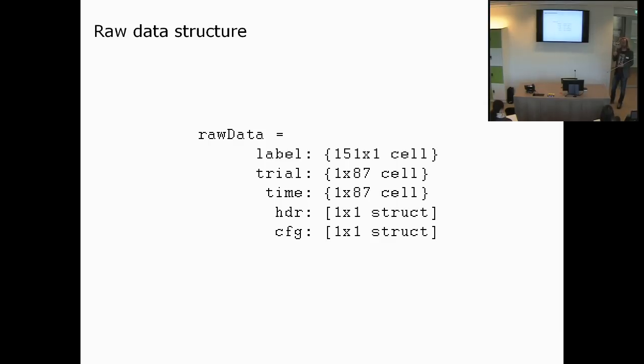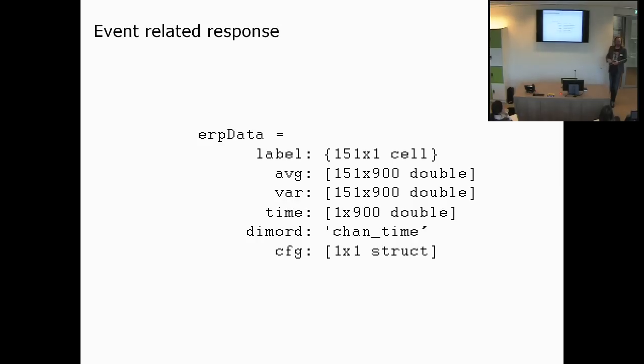Besides the configuration, FieldTrip works with data structures. This is an example data structure for raw data. It has channel labels, 151 channels. It has trials, 87 trials. Each trial has its own time axis, and it has some additional fields. If you then look at the result of timelock analysis, which computes the event-related potential or the event-related field, you see that it again has labels, but now instead of trials it has a single average. In this single average you can recognize a matrix, 151 channels by 900 time points. That's basically the matrix that contains the average.